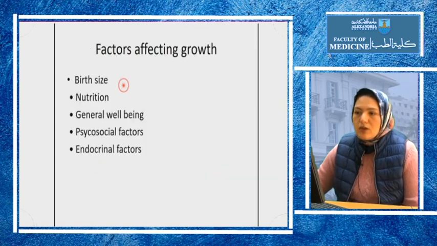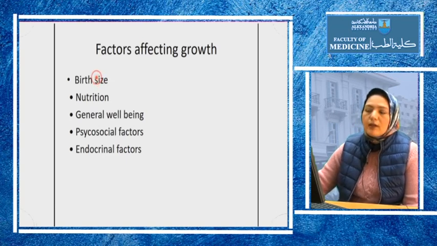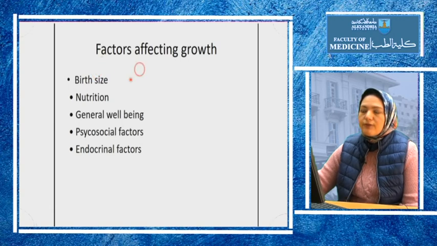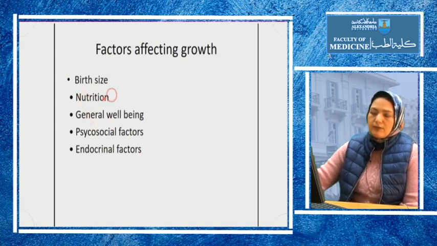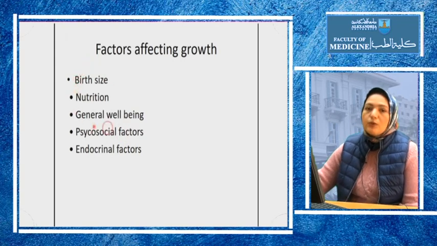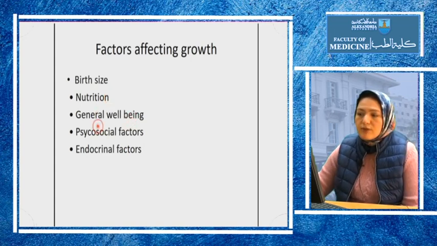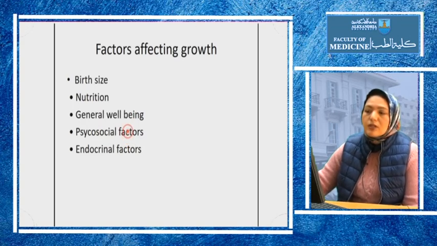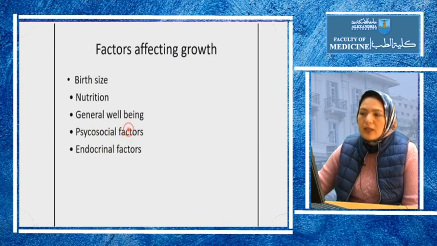Before we talk about the causes and etiology of short stature, we need to know about the normal factors affecting growth. Usually we divide these factors into endocrinological and non-endocrinal factors. The non-endocrinal factors include the birth size of the child, the nutritional status, the general well-being, and the presence of psychosocial factors. Finally, the endocrinal factors include the hormones responsible for growth, which are mainly growth hormone and thyroid hormones.